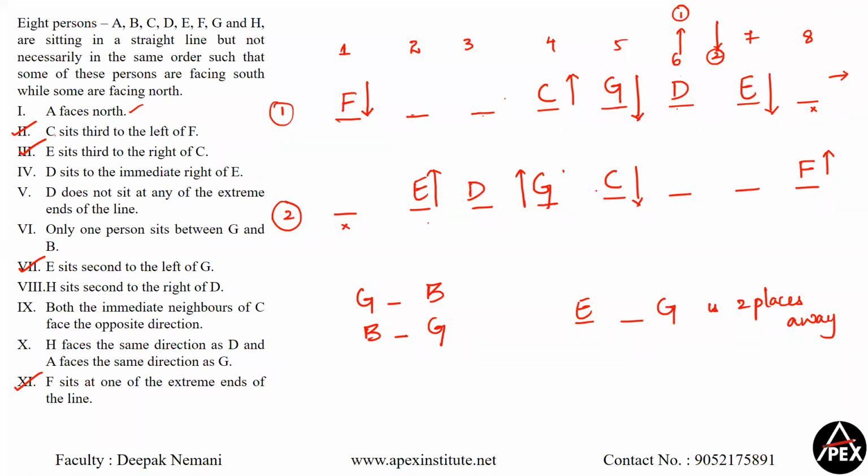Okay, and in this case, E will be facing this direction such that D is sitting to the immediate right of E. Now you have only one person sitting between G and B. So B will be sitting here. In this case, B will be sitting here. Okay, now 7. Which statement? 9th statement.